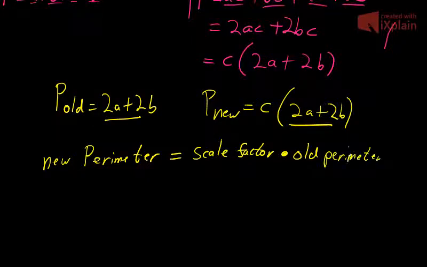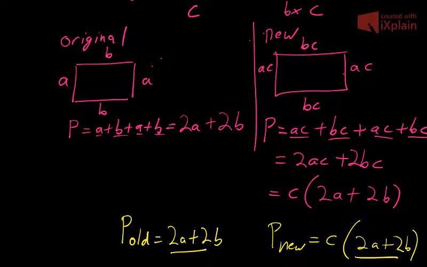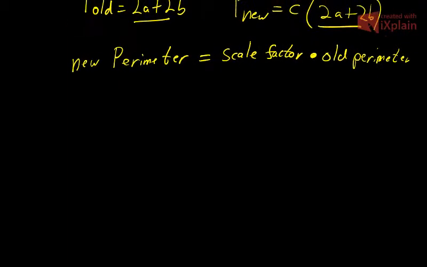So our new perimeter is equal to our scale factor times our old perimeter. And that makes sense because all the sides got our scale factor times bigger, so our perimeter is going to be the scale factor times the new side. So we're going to do the same thing with area.